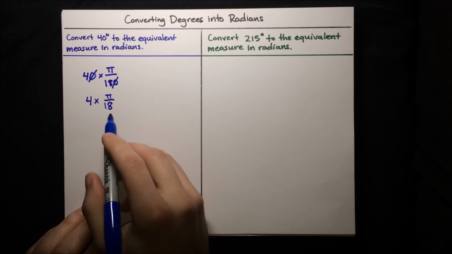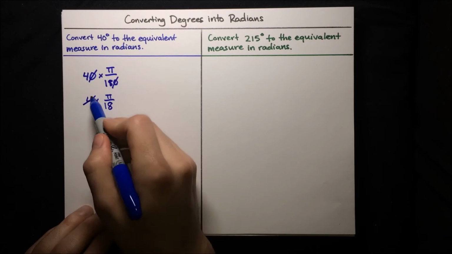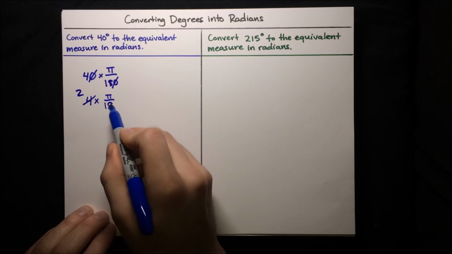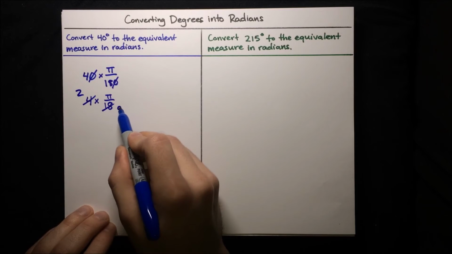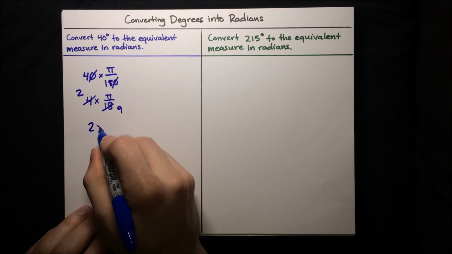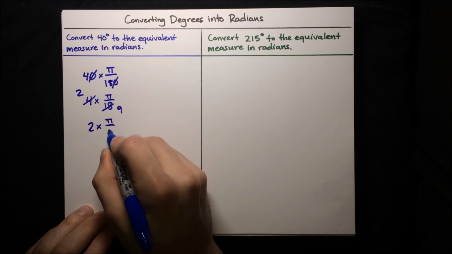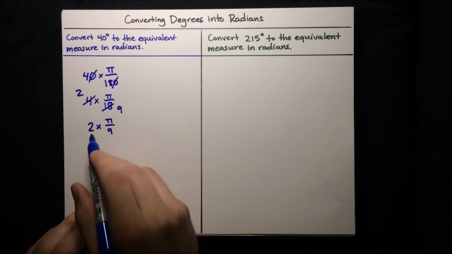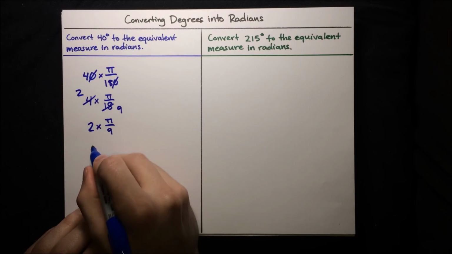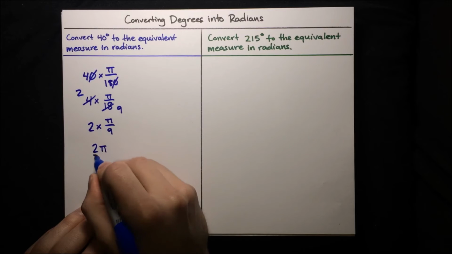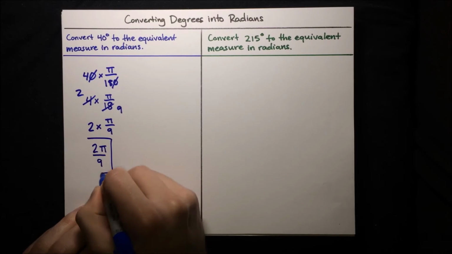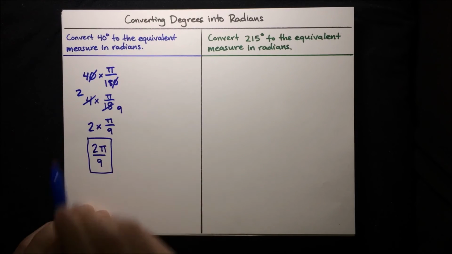Can we simplify it more? Well, 4 and 18 are both even. So 4 divided by 2 is 2. 18 divided by 2 is 9. So we've got 2 times pi over 9. And it doesn't look like we can simplify it anymore, so that'll be our final result, 2 pi over 9. That's how many radians makes up 40 degrees.